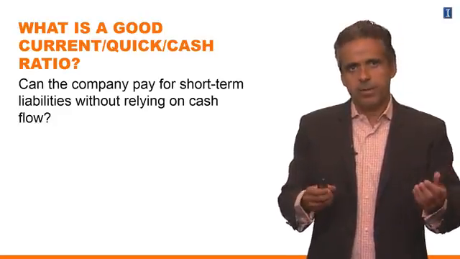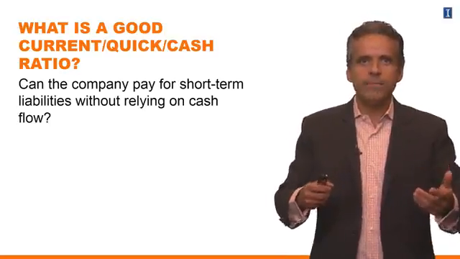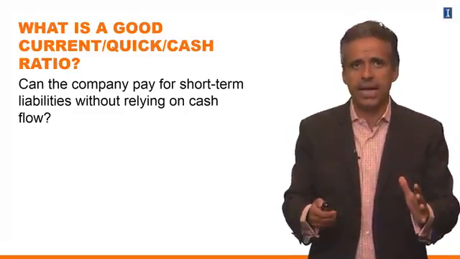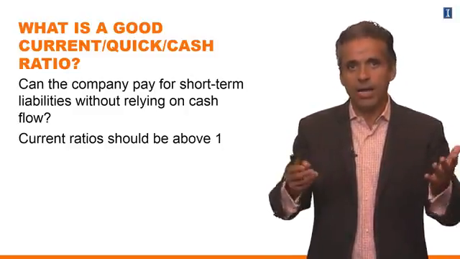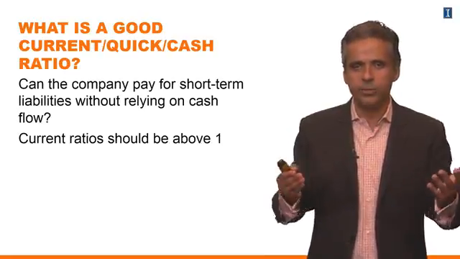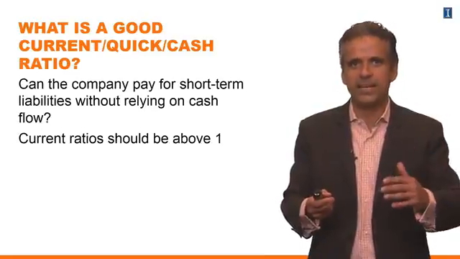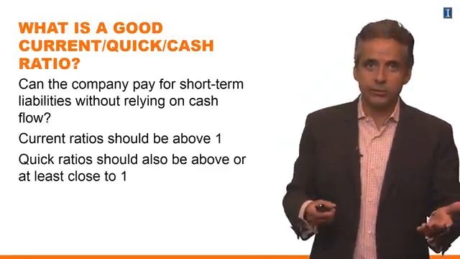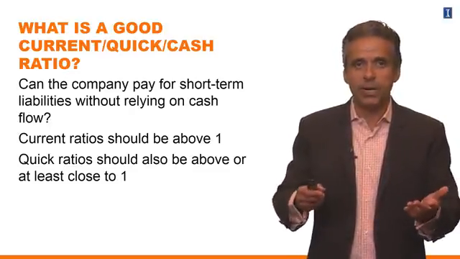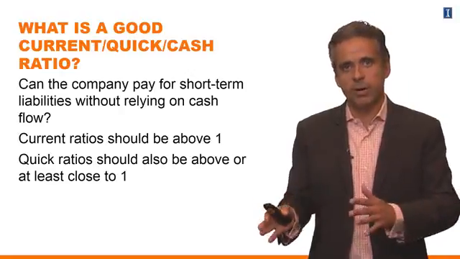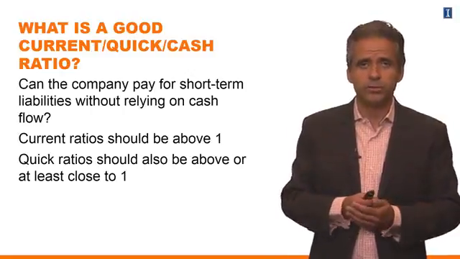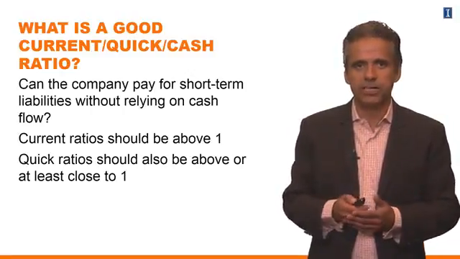Okay, remember the question we are asking is, can the company pay for short-term liabilities without relying on cash flow, right? Just looking at balance sheet items. What that means is that 1 is a reasonable standard to look at. Okay, current ratios should be above 1, right? That means you have more assets than liabilities. Okay, quick ratios should also be close to 1, at least close to 1. Why? Because we don't want to rely too much on inventory, right? So inventory is tricky. So what we conclude is that quick ratios should also be close to 1. Ideally, you don't want your quick ratio to fall too much below 1.